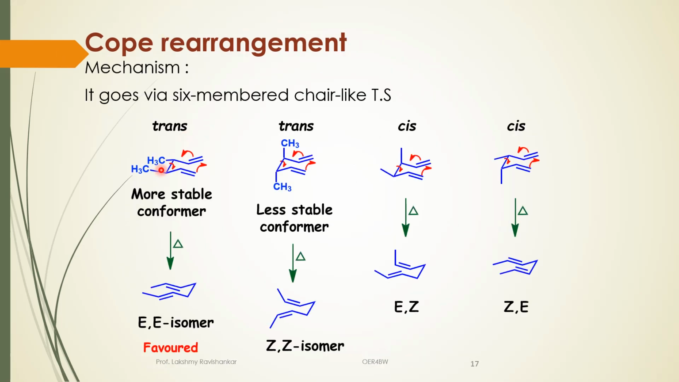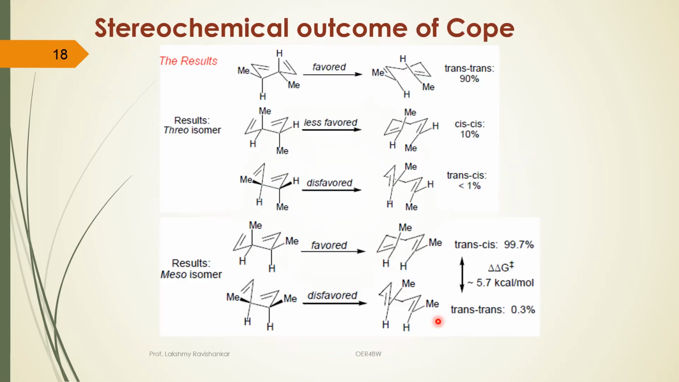The same thing is illustrated here. If it is the trans, the more stable conformer is where it is diequatorial, you get the EE isomer. If it is the trans where the two substituents are diaxial, it is less stable, the ZZ isomer, but which is not observed. If you had the cis, then you would end up with EZ or ZE.